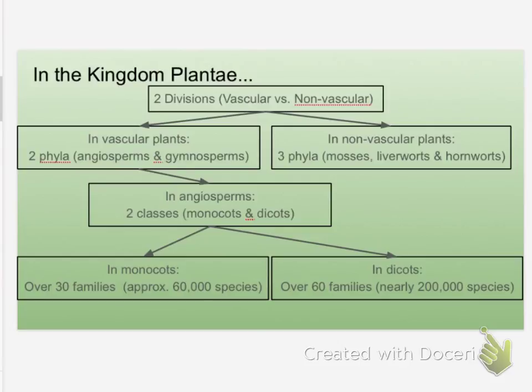Now, monocots are the smaller group. They've got 30 families. There are about twice as many, a little more than twice as many dicot families, and a whole lot more dicot species.